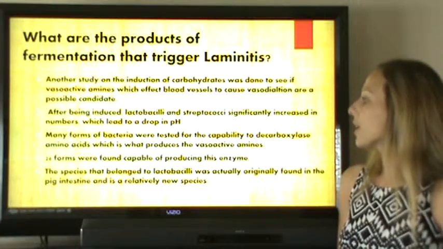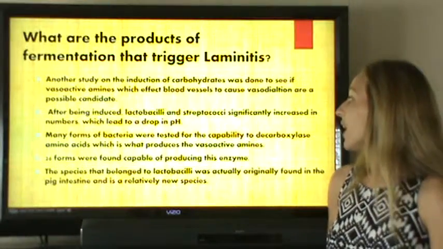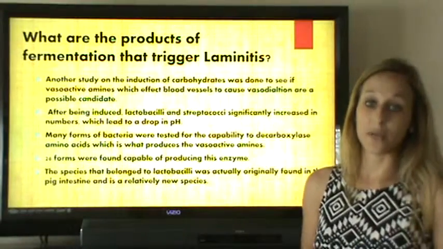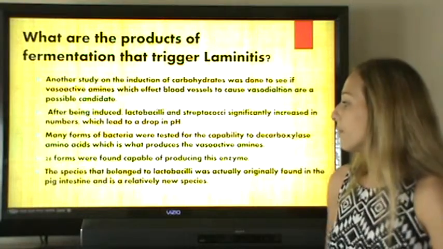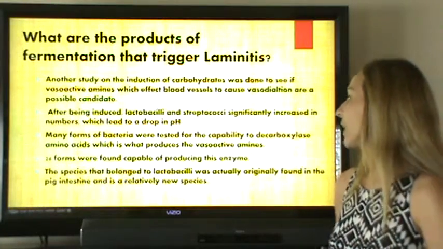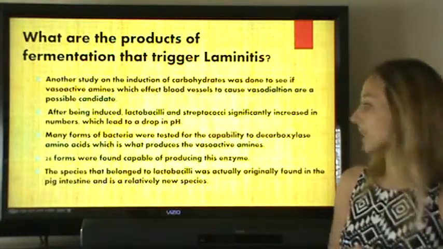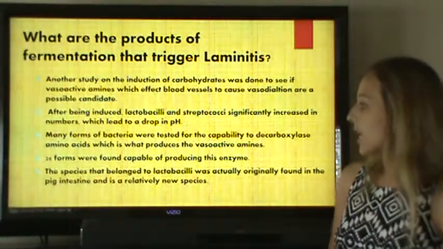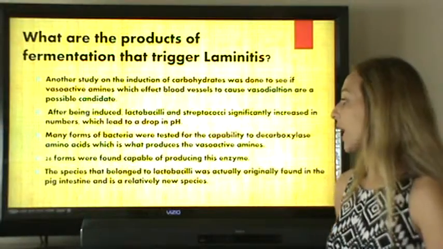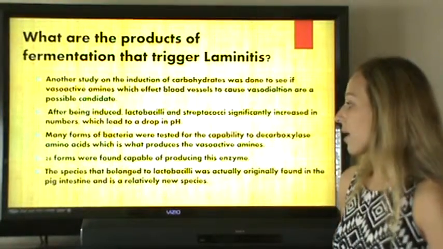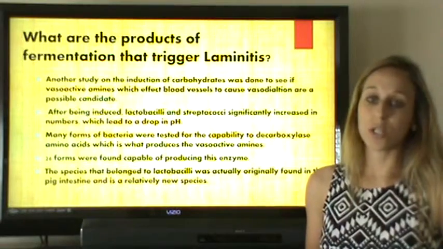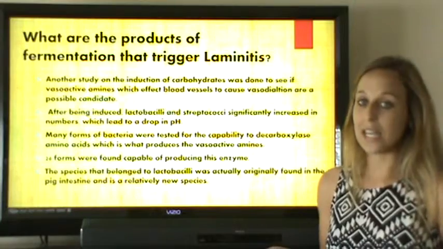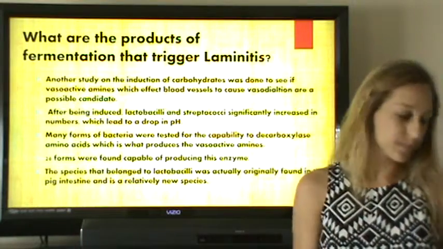After being induced, they found that the lactobacilli and streptococci significantly increased, which dropped the cecal pH, as found in the previous study. Many forms of bacteria were tested for the capability to decarboxylate amino acids, which is what produces the vasoactive amines. They found 26 forms were capable of producing this enzyme. And the species that belonged to the lactobacilli was originally found in the pig intestine and is a relatively new species.